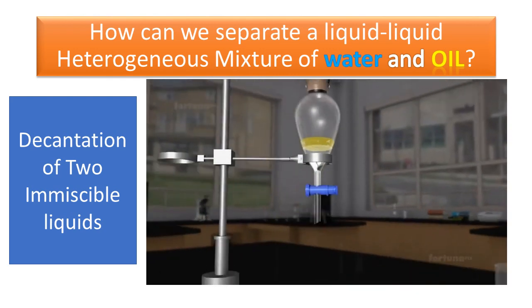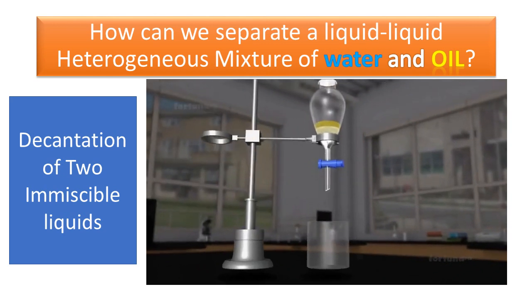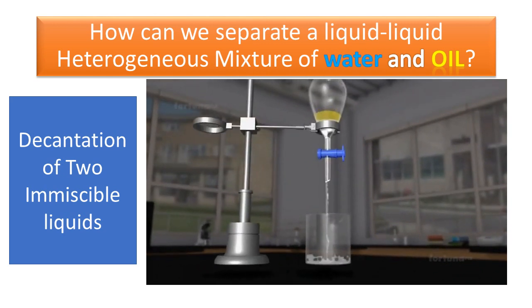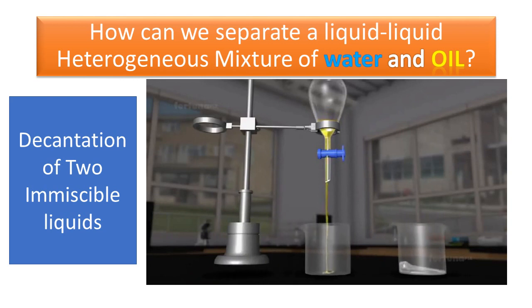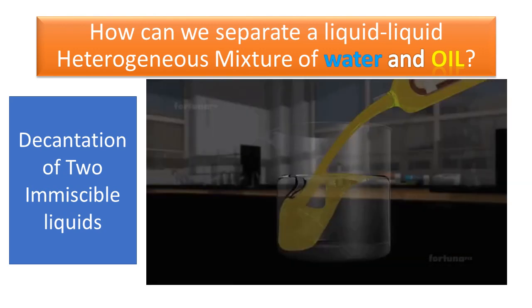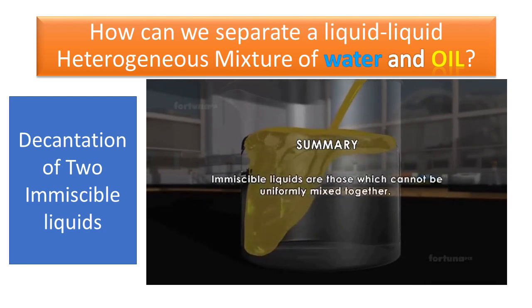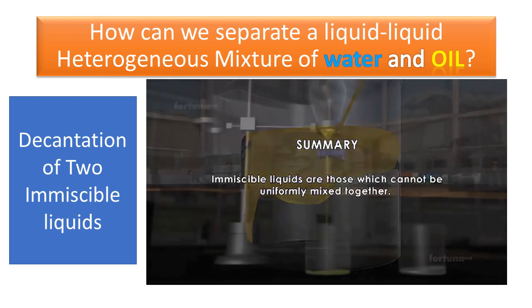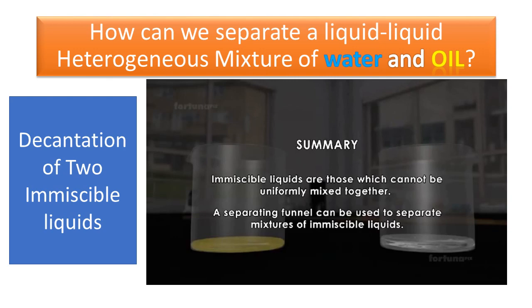Now, we'll place a beaker underneath the separating funnel and remove the stopper. We can open the tap and let the water collect in the beaker, closing it once all the water drains out. The remaining oil can be collected by placing another beaker beneath the funnel. Now the two immiscible liquids have been completely separated. Summary: immiscible liquids are those which cannot be uniformly mixed together. A separating funnel can be used to separate mixtures of immiscible liquids.